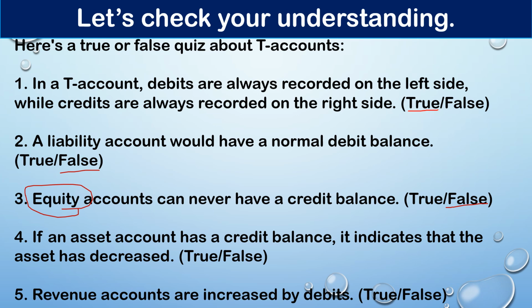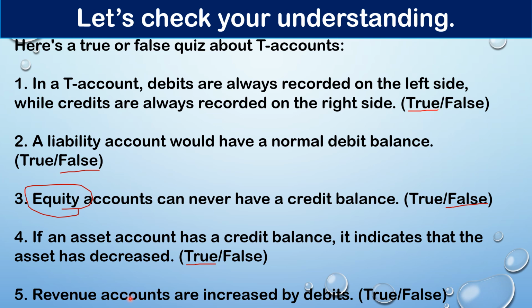Okay, for number 4, if an asset account has a credit balance, it indicates that the asset has decreased. Di ba? Ang asset, unsay makapa-increase sa asset? That is debit balance. What if credit balance, sakto ba nga nag-decrease iyang asset? Okay, this is true. Kay kung debit balance pa ni, meaning nag-increase iyang asset. Kay di ba? Normal balance is the increase. Okay, kay credit balance man ni, meaning wala nag-increase, nag-decrease.